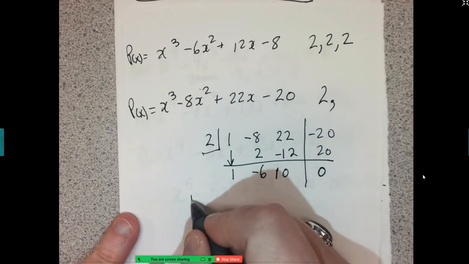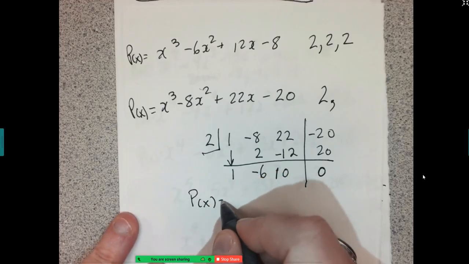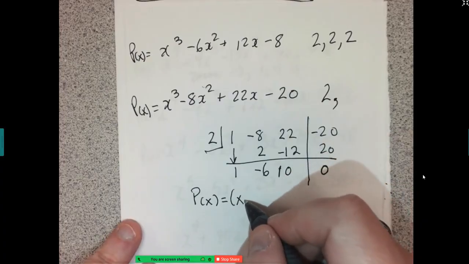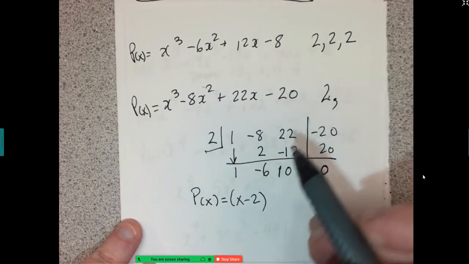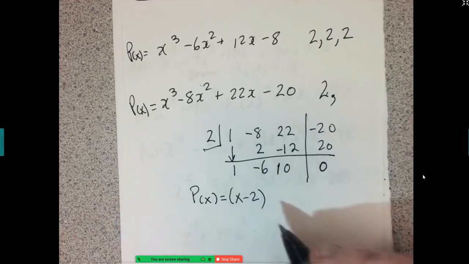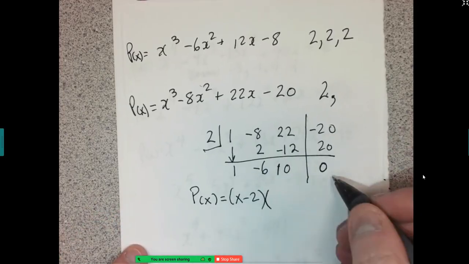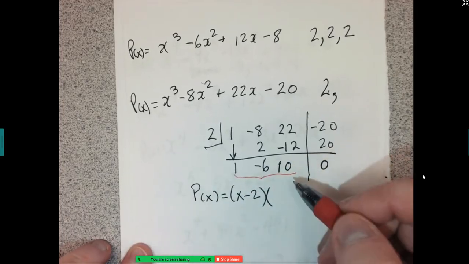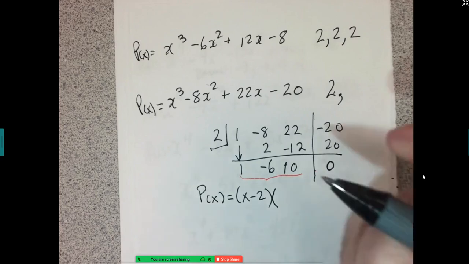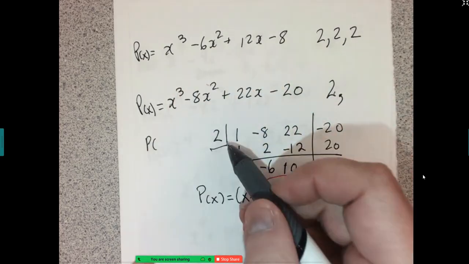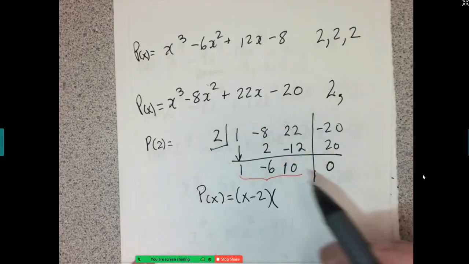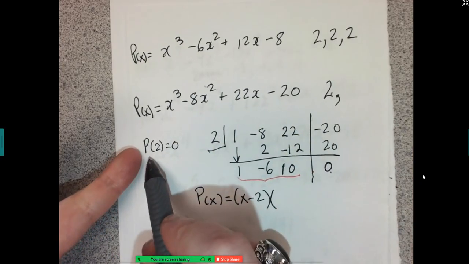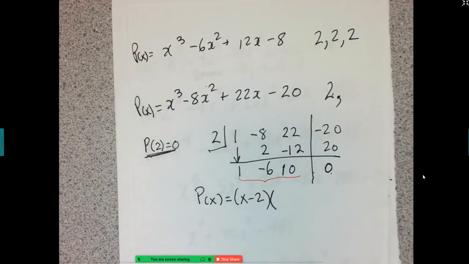So now I can rewrite p of x. And it's going to be the divisor, which is x minus the number in the box. 2 is a 0, x minus 2 is a factor, then times the quotient, plus the remainder, but the remainder is 0. These numbers give me the quotient. So remember also, P evaluated at the number in the box is equal to the remainder. So again, that's confirming that 2 is a 0. That's a definition of what a 0 is.